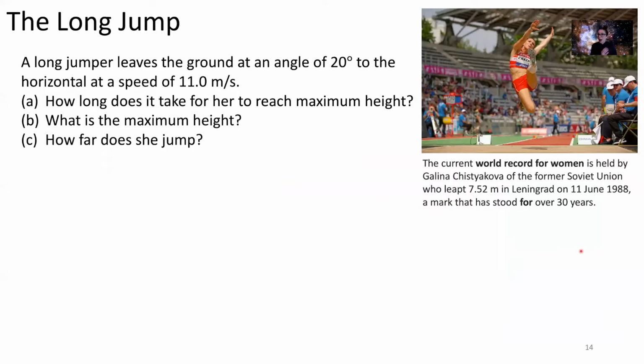So here we're going to practice those ideas with a fairly classic problem in physics that we use to model projectile motion. We have a long jumper that leaves the ground at an angle of 20 degrees with respect to the horizontal at a speed of 11 meters per second. And we're going to find how long it takes for this long jumper to reach her maximum height. We're going to figure out what that maximum height is and how far she jumps in the horizontal direction.